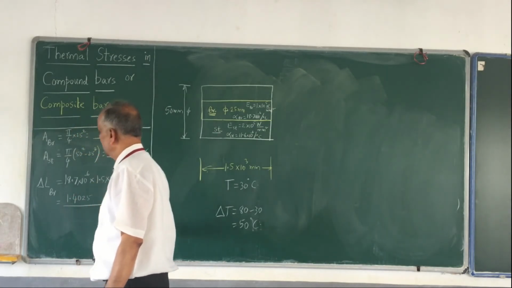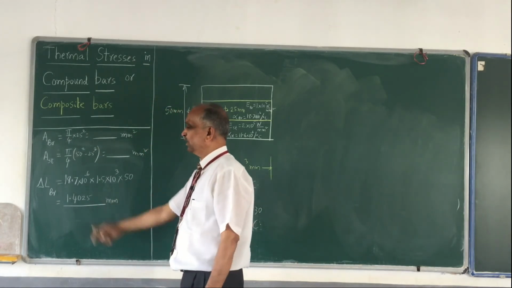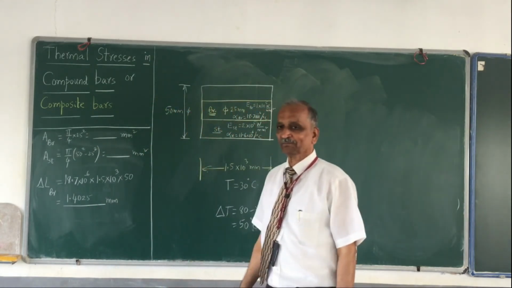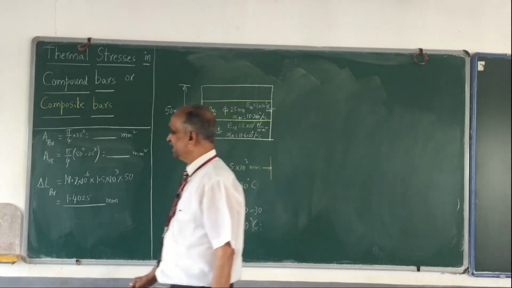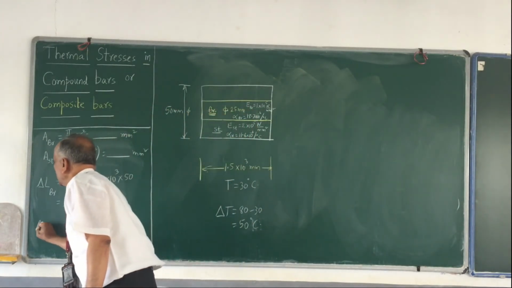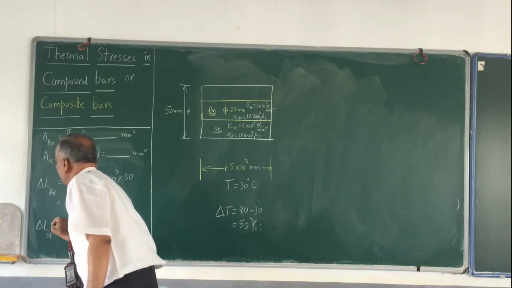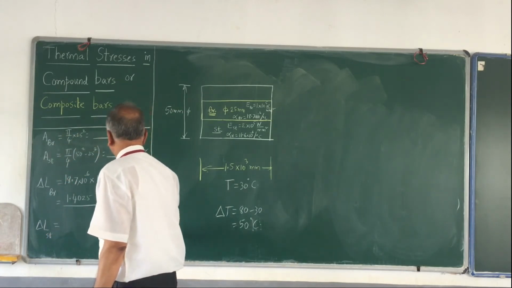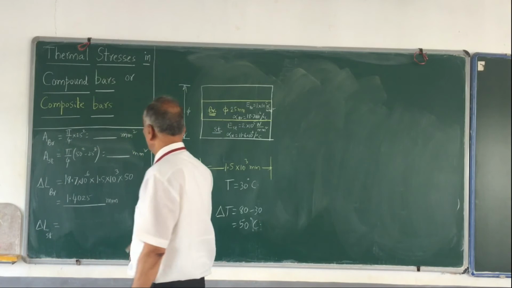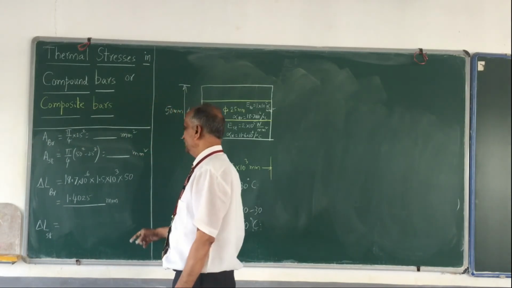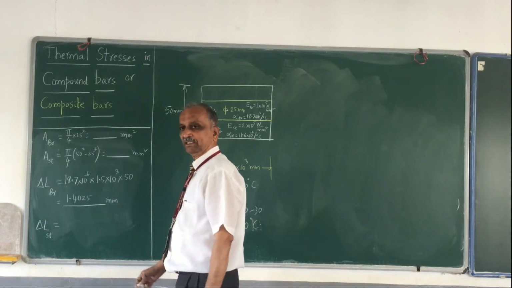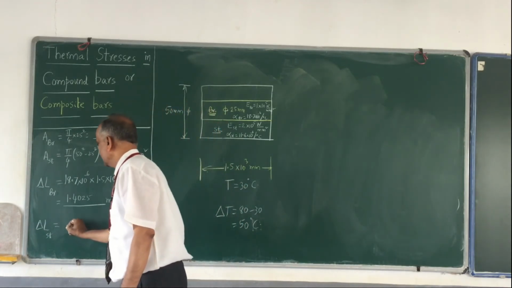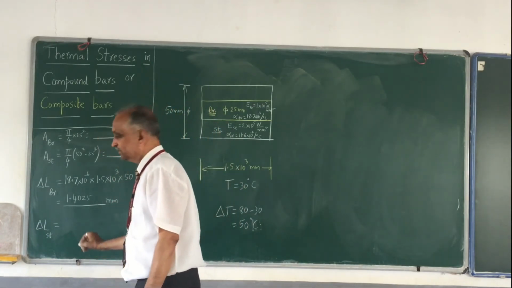1.4025. Since it is quite small, we shall go up to 4 decimal places. 1.4025 millimeter. On the same lines, can you calculate what is delta L of steel? This is 11.6 into 10 raised to minus 6 into 1.5 into 10 raised to 3 into the change in the temperature delta T 50, the same thing. So how much is it?